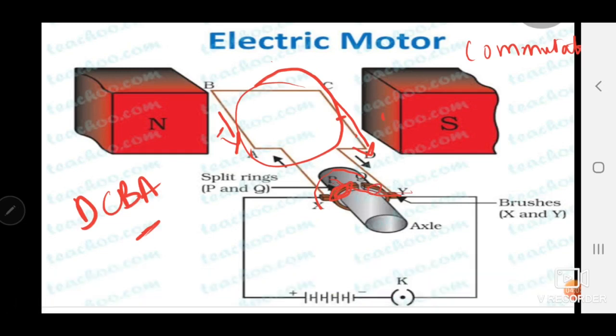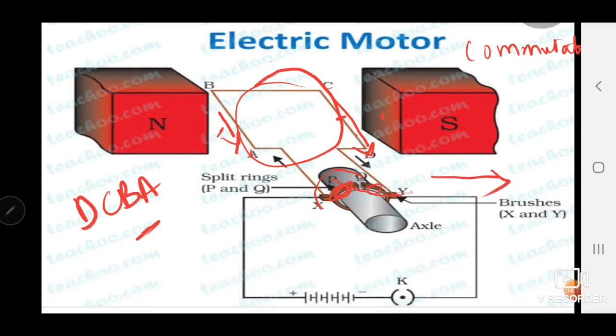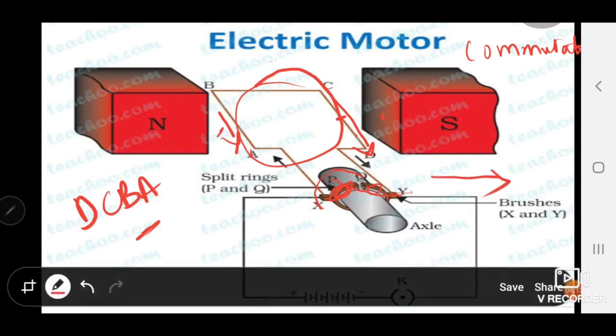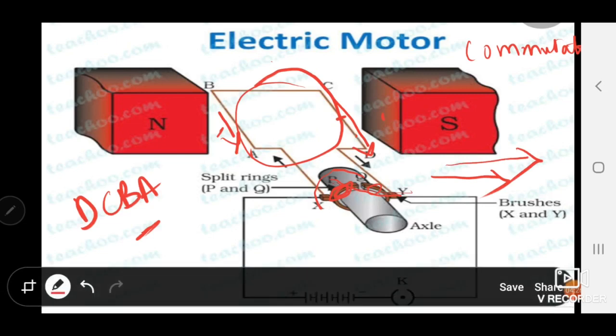So that means the split ring helps the current to flow in a single direction. So hence the current reverses in the coil, it gives rise to a continuous rotation and the current from the source flows in a single direction. Hence it is called a DC motor, as the current is flowing in a single direction.